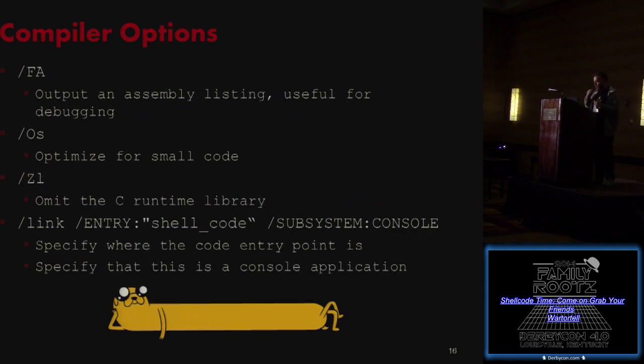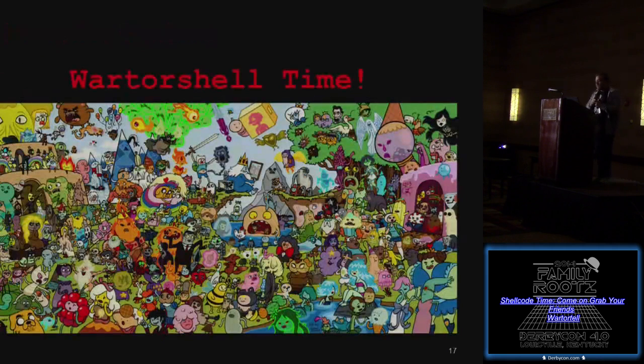And these are a few more of them that are just important. And then you have to do things like linking and describing where the entry point of your shellcode is going to be. So finally, how do we do this?